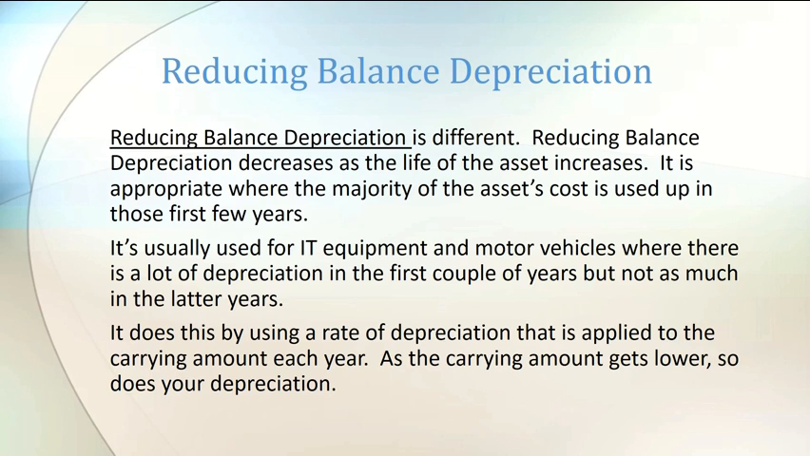So how this method works, it does this by using a rate of depreciation that is applied to the carrying amount each year, and this is a really important part to remember. As the carrying amount gets lower, so does your depreciation. And your carrying amount is basically your original cost less your depreciation for the year, and then that's your carrying amount, and then the following year is your ending carrying amount from the previous year, and then you take off your depreciation and so forth.